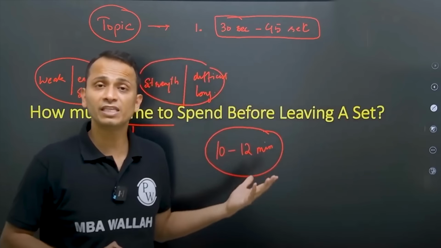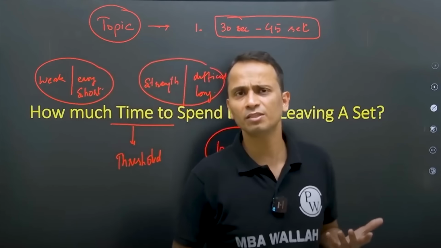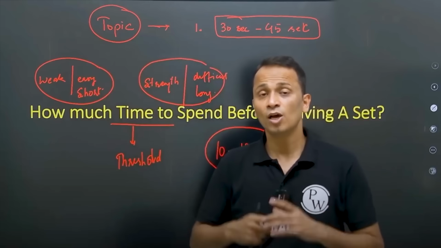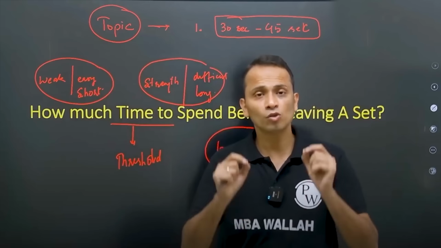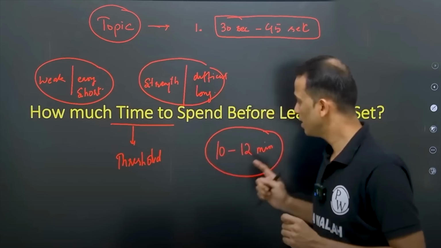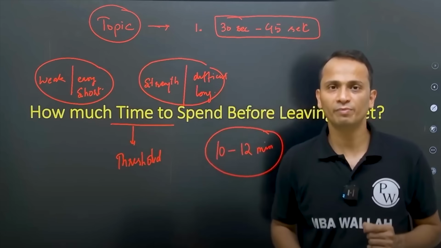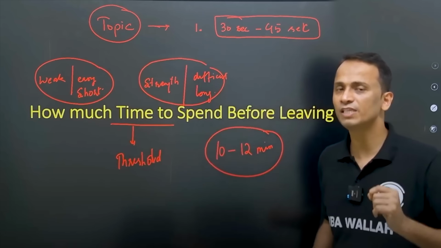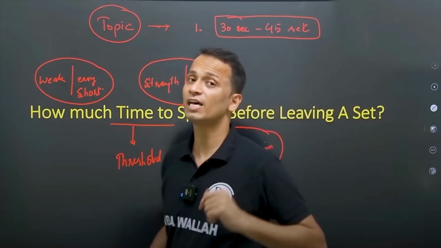Sometimes it becomes 15 minutes, and after 15 to 16 minutes, we tend to leave a set. Now, why does it happen? Because we are confused for all these 10 to 12 minutes. For each and every moment of these 10 to 12 minutes, we are confused in our mind.